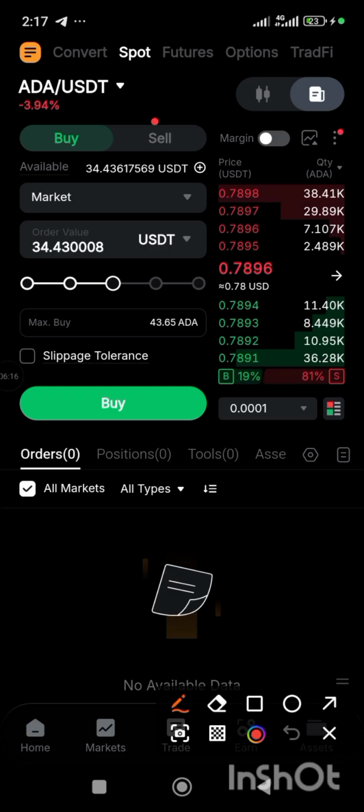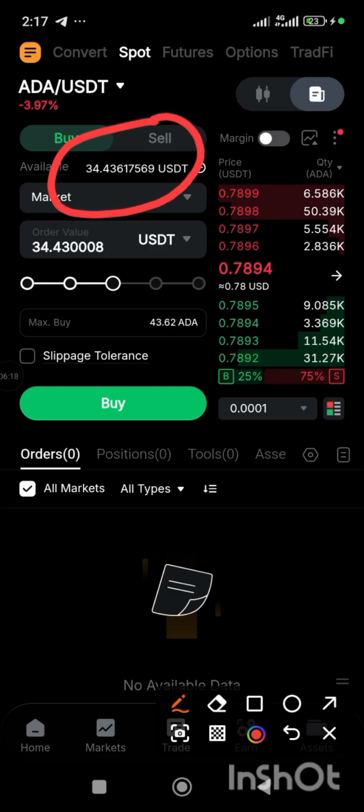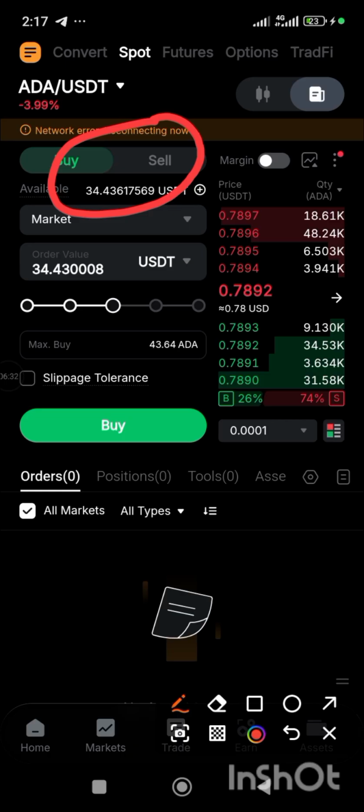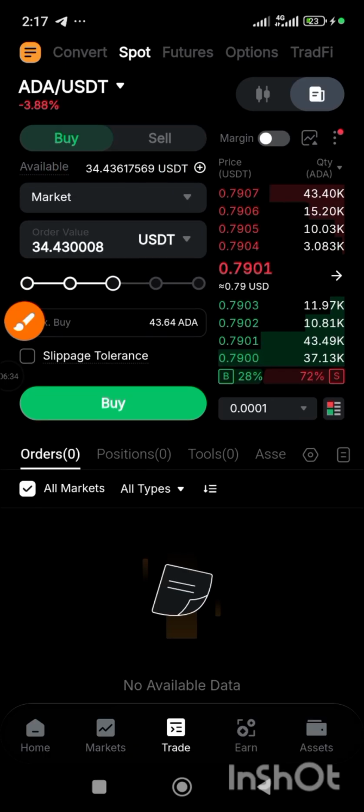Looking at my balance here, you will see that it has reduced. I used 50% of my money to get the ADA coin, so I have 50% of my money still left here. Because I had $68, now it's $34, as you can see. Okay, so this method was market price.